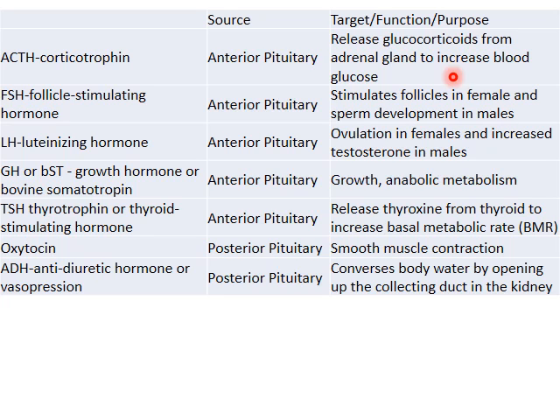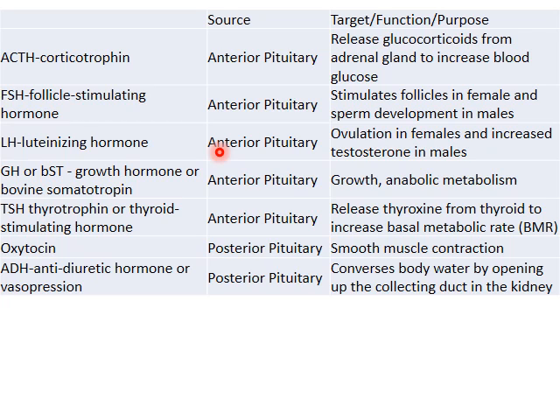Another anterior pituitary hormone, we have follicle stimulating hormone, which stimulates follicles in the female and sperm development in the male, so it targets sex organs. LH, luteinizing hormone from the anterior pituitary, is going to lead to ovulation in females and increased testosterone in males. So in both cases, we think about LH and FSH for our females more often than not, but they still have good promoting effects in males as well.